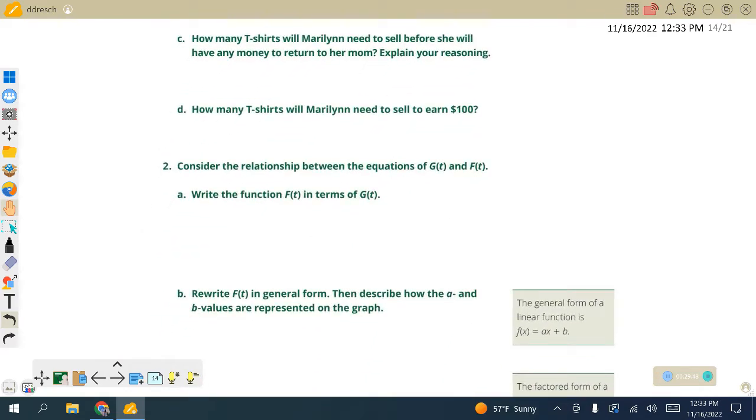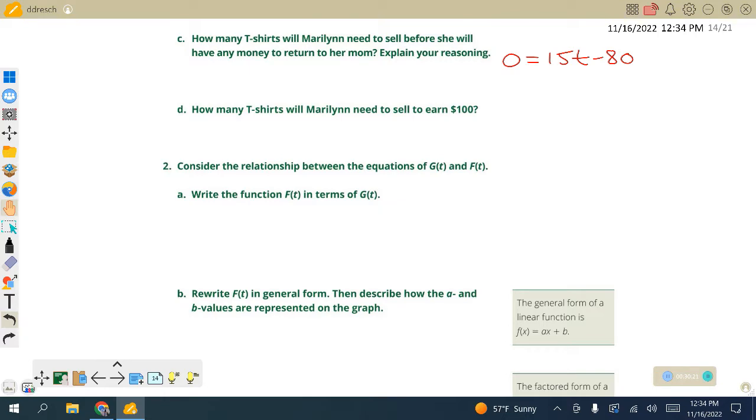How many t-shirts will Marilyn need to sell before she will have any money to return to her mom? So we want some type of money, whether it's $1 or $100. We want to figure out the bare amount of t-shirts we have to sell in order to get above zero. So we're going to say 15t minus 80, and whatever number we get there, like we've been doing with some rounding, we'll play that game of do we round it down or round it up, and does that actually get me to $0 and above?